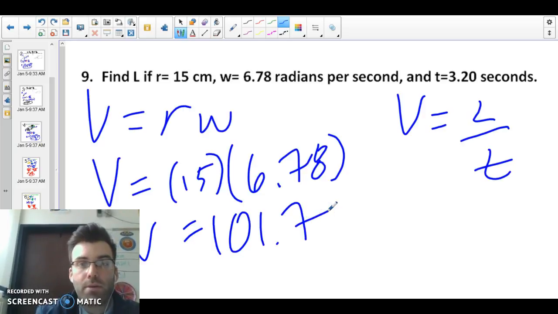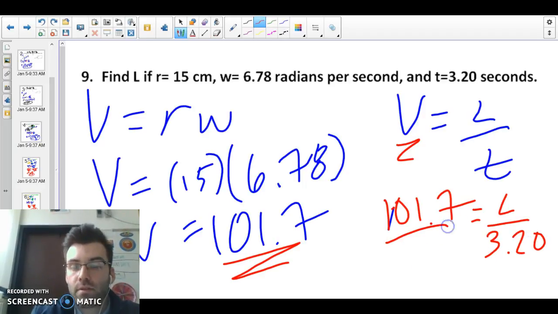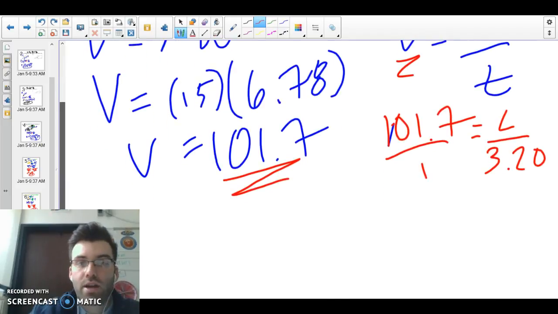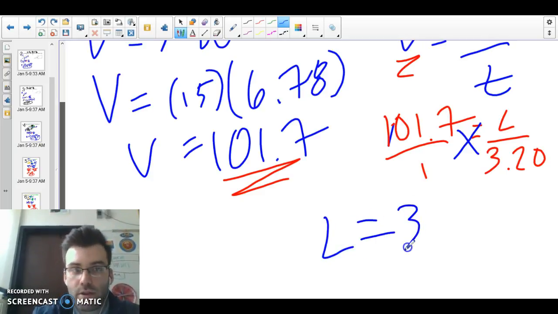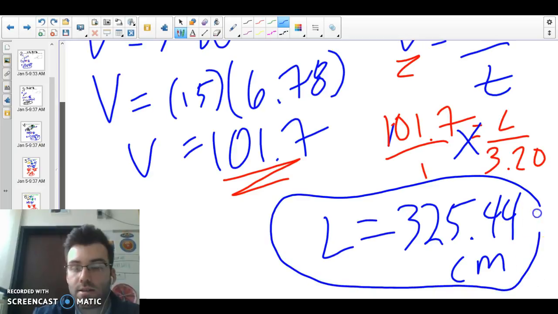Now I'm going to take this and plug it in for V there. So V is 101.7 equals L over T, which is 3.2 over 1. Fraction equal to a fraction. You guessed it, crisscross applesauce. 101.7 times 3.2, you should get 325.44 centimeters. Wow, with 10 seconds to spare.